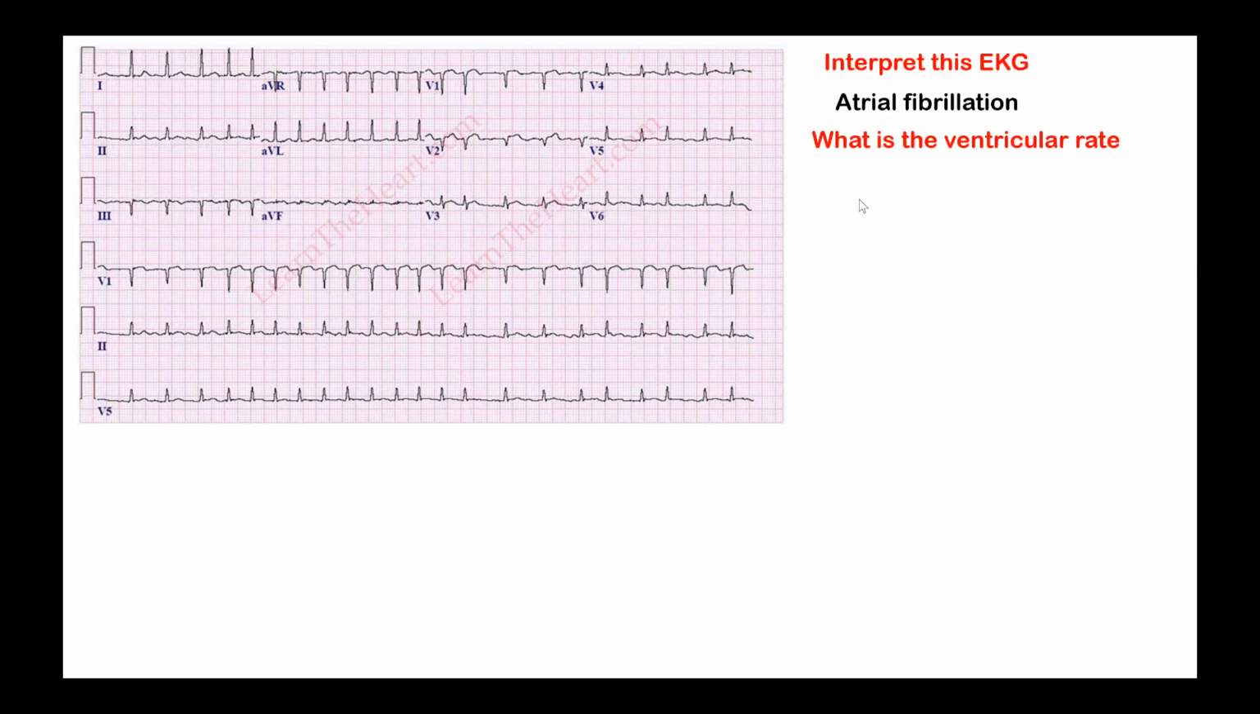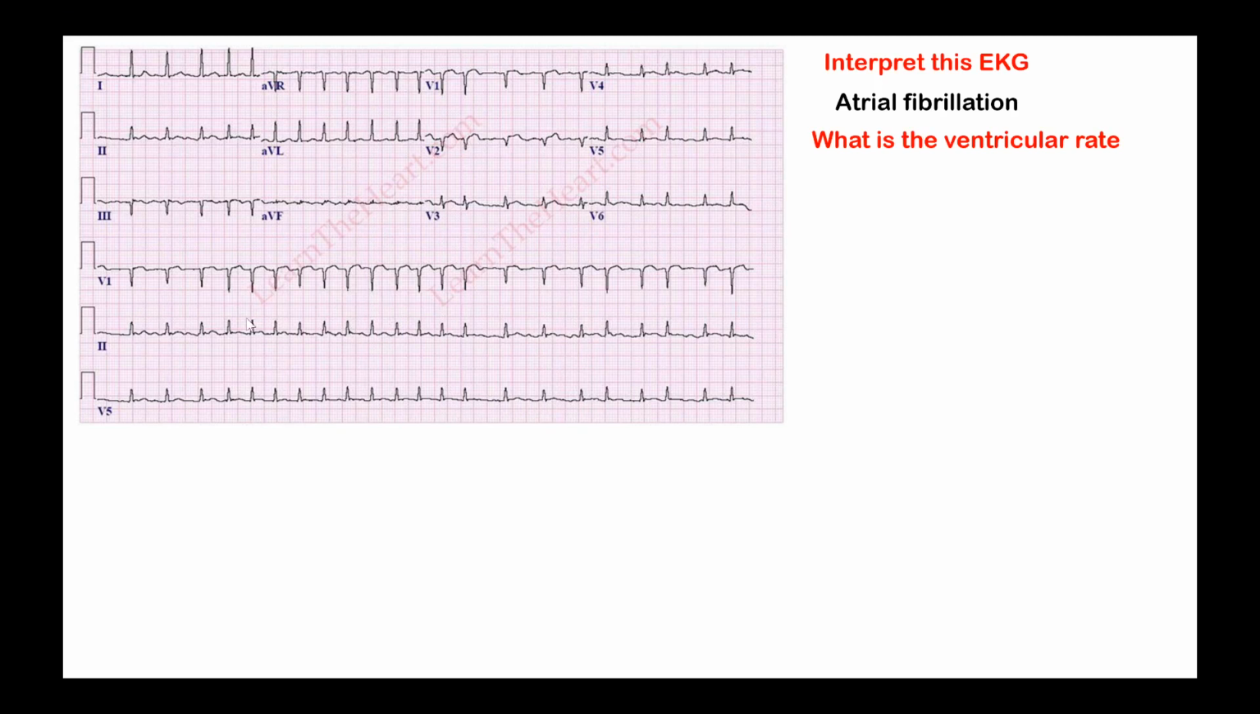Atrial fibrillation. Yes. What is the ventricular rate in this? Atrial rate is higher than ventricular rate. How to calculate the ventricular rate using this? 150 to 180, sir. Is it a rough way of telling, or exactly? 300 divided by the number of small boxes between R and R. That is for a regular rhythm. Yes. If you have a regular ECG pattern, with a normal RR interval, that is the calculation.